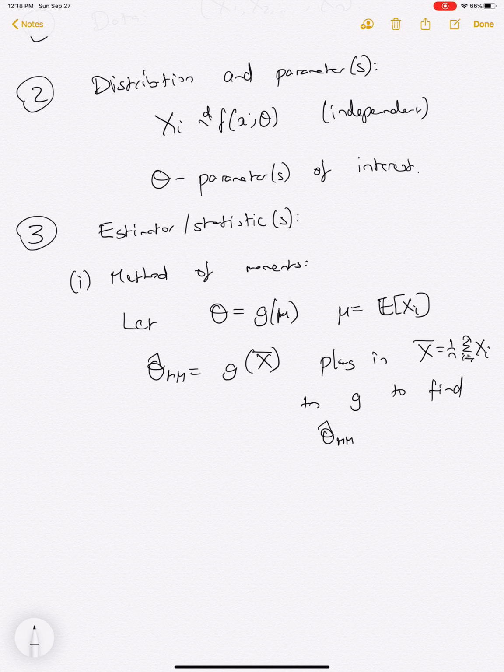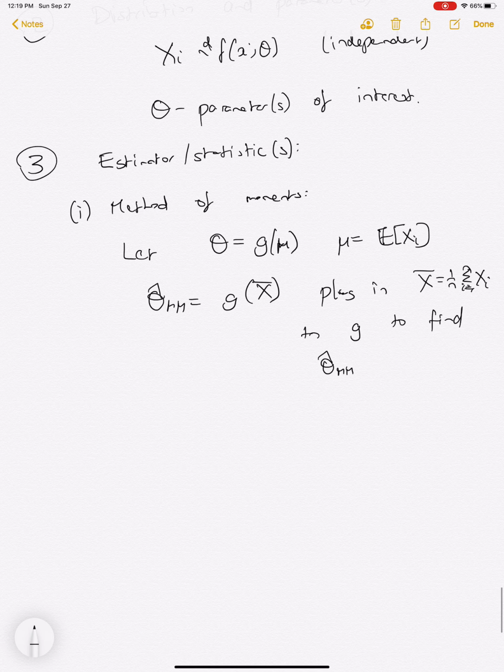So to find theta hat mm, we simply plugged the sample mean in. There were also higher order moments: if you wanted to go to 2 parameters, you could use 2 moments and so on, but most of the examples we saw involved 1 moment. The only real mathematics we had to worry about here was first how to calculate the expectation, and then how to find that g, which typically involved inverting a function.